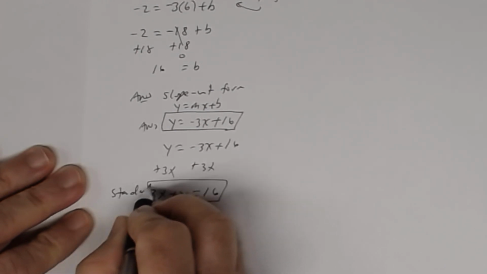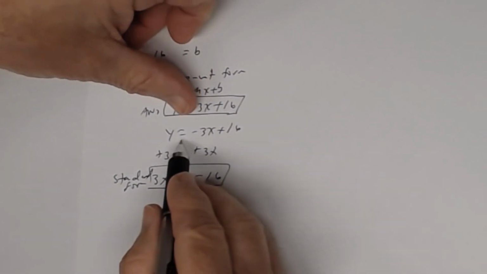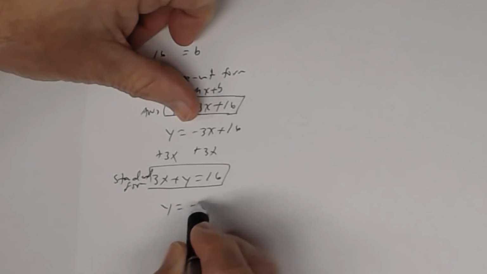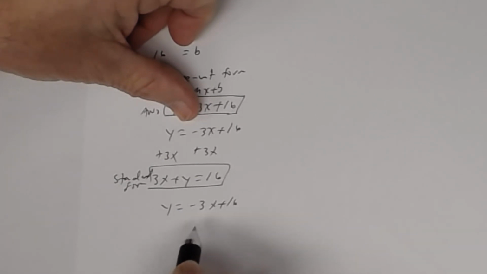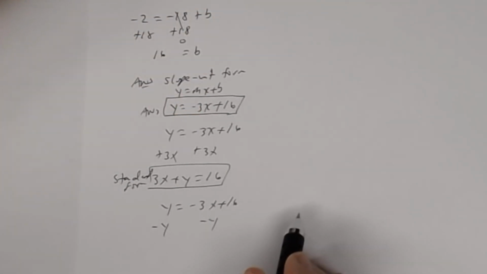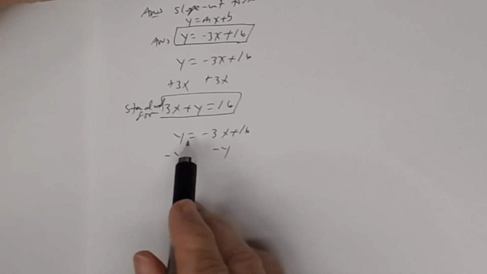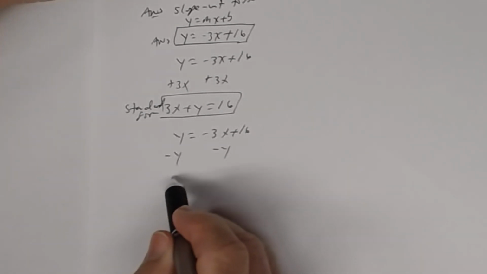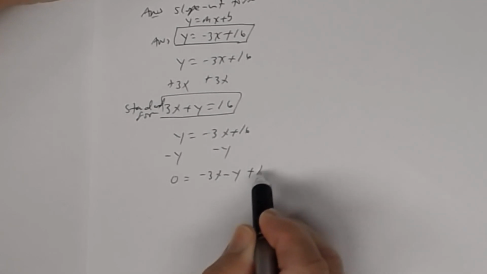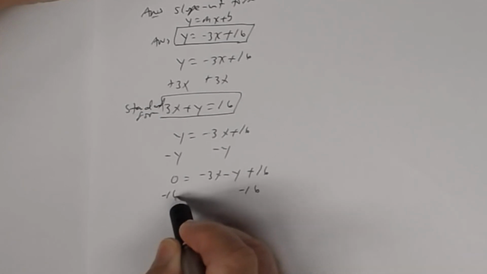That's important you see this. But I want to say something else, though, and this is important. So remember right here where we had y equals -3x plus 16? If someone wanted to subtract y from both sides, that's okay. You can do that. Mathematically, this is true. Y minus y is 0. You got to remember that 0, though, equals -3x minus y plus 16, and then bring the 16 to the other side.